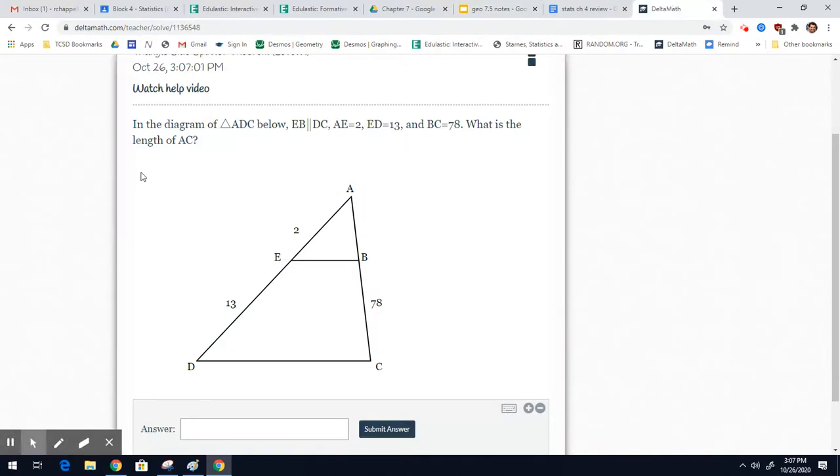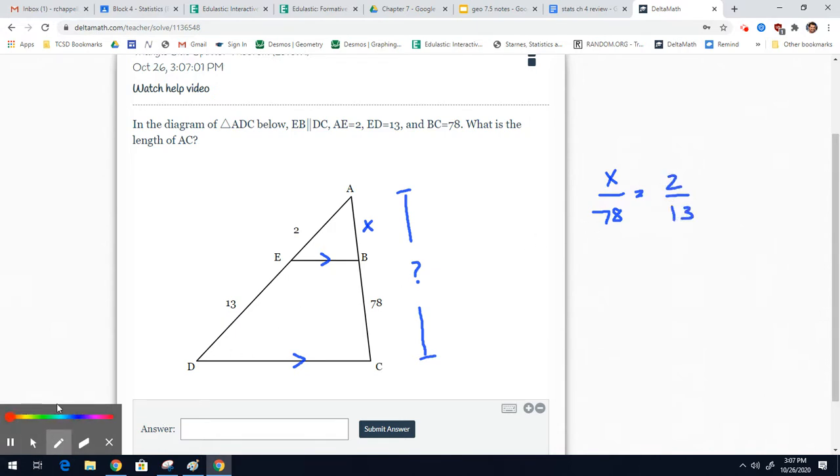All right, so let's take a look here. It says in the diagram, triangle ADC, EB is parallel to DC. So here is that side splitter theorem. It says AE is 2, ED is 13, and BC is 78. What is the length of AC? So they want to know what this length is. Well, in order to find that length, I need to find AB first. So let's do it. X over 78, such as me going down the side from A down, equals, go back to A, 2 over 13.